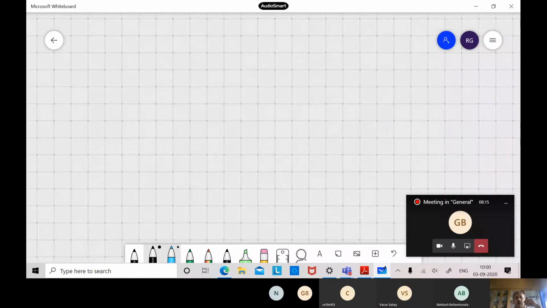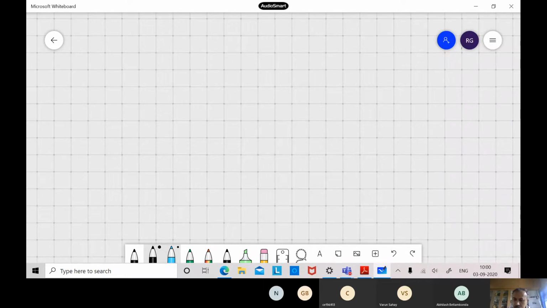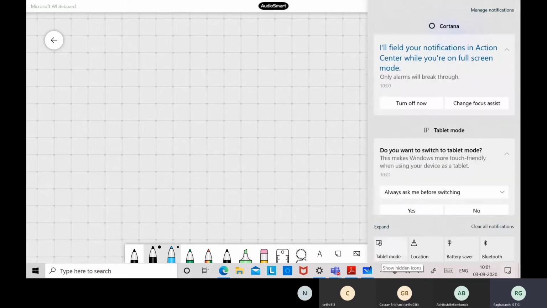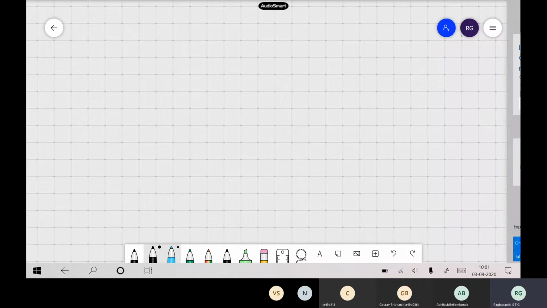Yes. So you are able to see the whiteboard, right? Okay. So you are able to see the whiteboard, right? Is it visible, no?